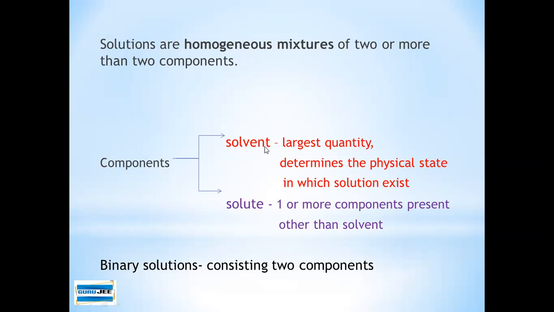Again, which is the solvent present in the lime water? Water is the solvent because we mix the sugar and lime in water. It is the larger quantity component. And which are the solutes present in lime water? Sugar and lime. So in that example, we have two solutes. Can you identify the difference? Solute can be one or more components present other than the solvent, and the solvent is the largest quantity. And by determining the physical state of the solvent, we can determine the physical state of the solution also.